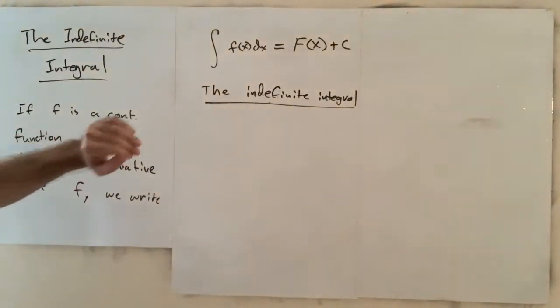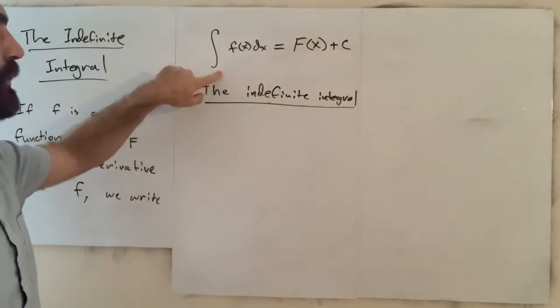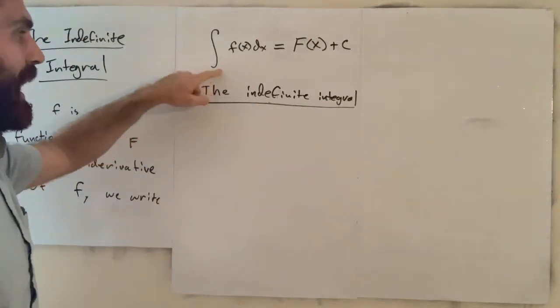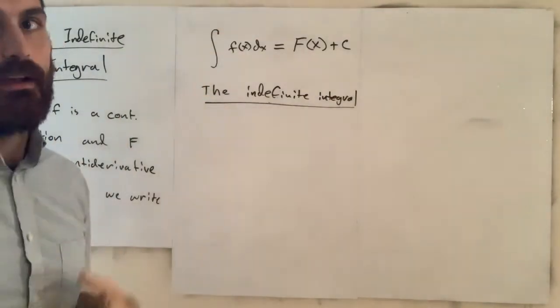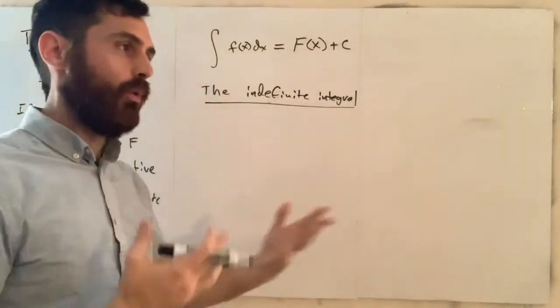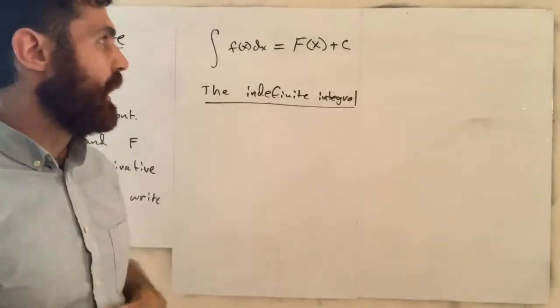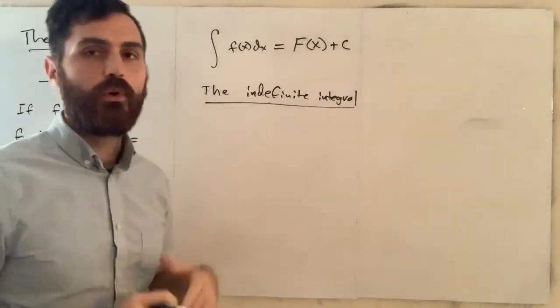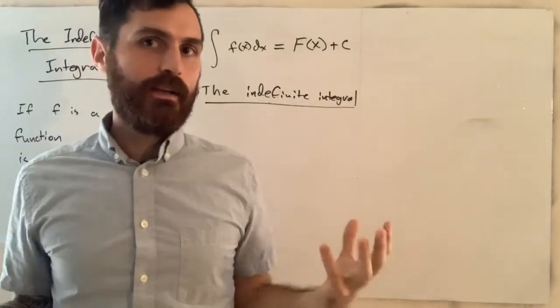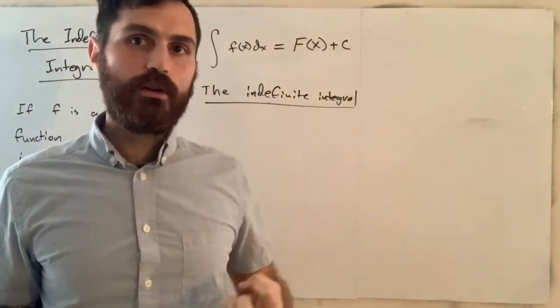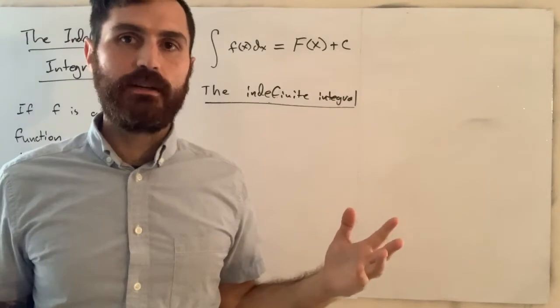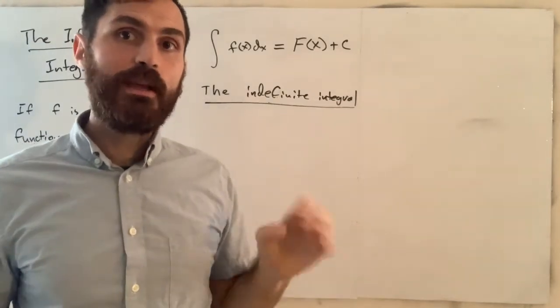So a couple things to note is, notice it's called the indefinite integral because it doesn't have limits to it. It's indefinite. We don't put an actual value on it. Another thing to notice is, remember, all antiderivatives for a function just differ by a constant. This was a consequence of the mean value theorem.